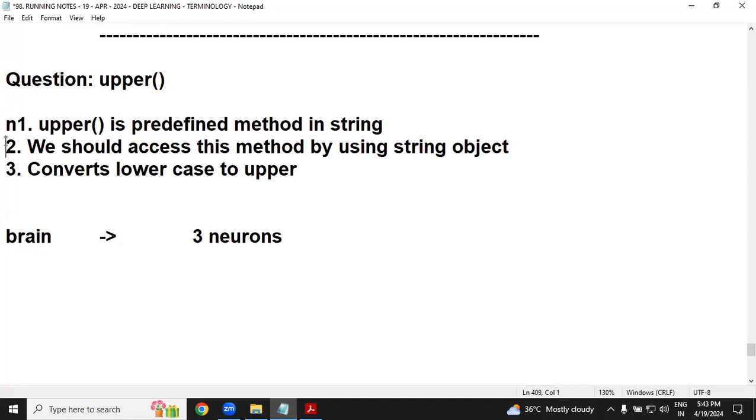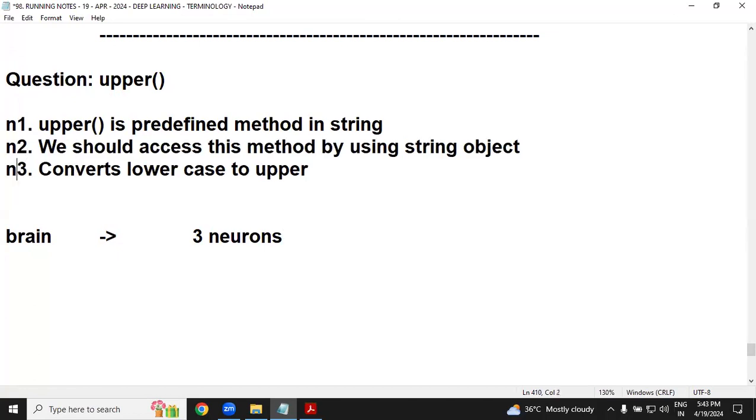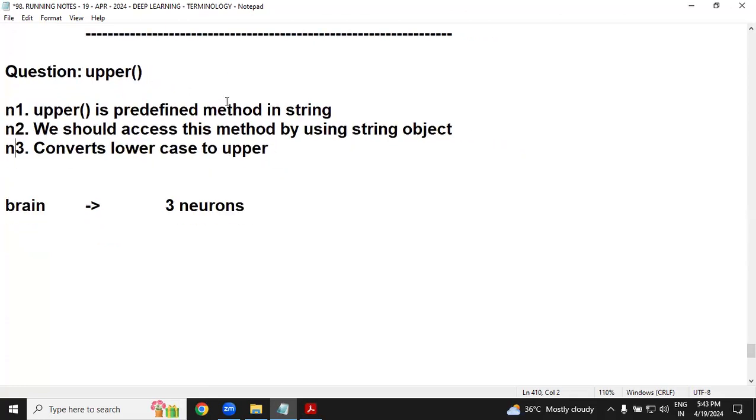Once neuron number one delivers the first point, the next one will be neuron number two, and the next one is the third neuron. All these neurons create a neural network. And finally, it is generating the output.